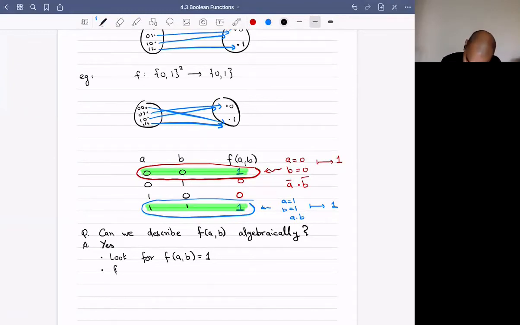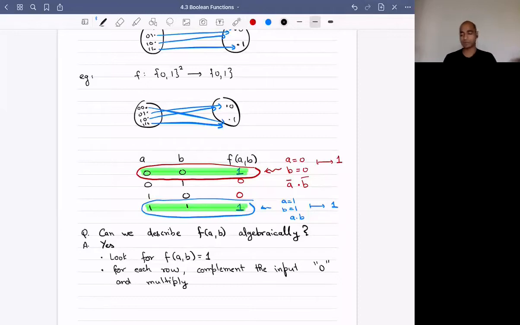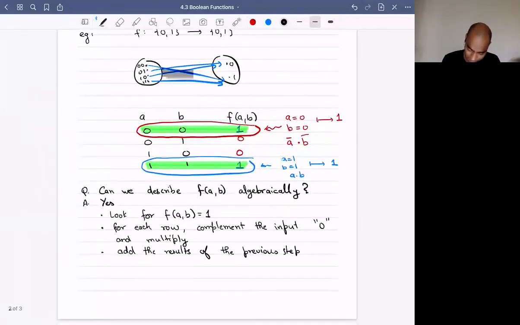So for each row, complement the input 0 and multiply. Okay, so I've done this thing for row number 1 and row number 4. And the final step is add the results of the previous step. So in the above case, I will get f of AB is A bar B bar plus AB. And this is my answer.